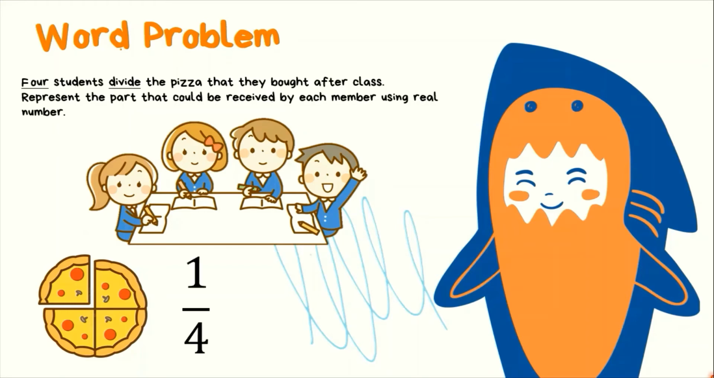Yun ay isang fraction. 1/4 means that one pizza, isang buong pizza ay hahatiin equally into 4. And each of the students will take 1 out of the 4 pizza cuts, kaya 1/4. Therefore, each member will receive 1 part of the whole pizza which has been divided into 4.